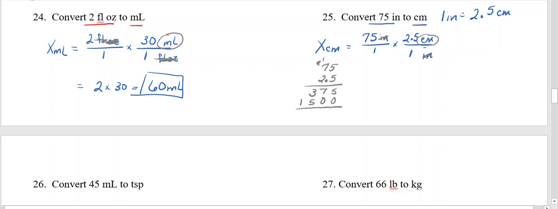I've got 7, 8, 1. I've got 1 decimal place, so I'm going to go over 1 place. So that will give me 187.5 centimeters. So 75 inches is 187.5 centimeters. If you notice, it's 2.5 is what I'm multiplying by, so it's going to be more than double that 75.